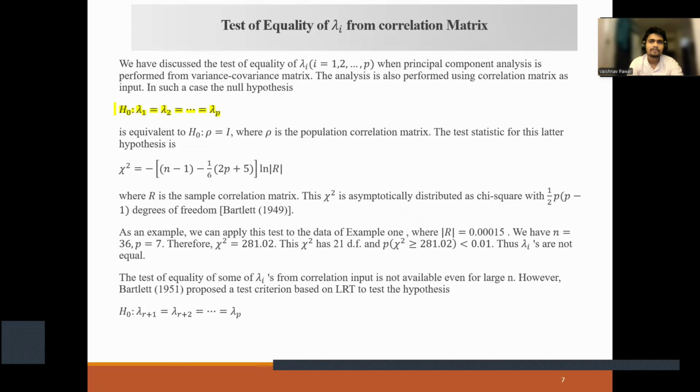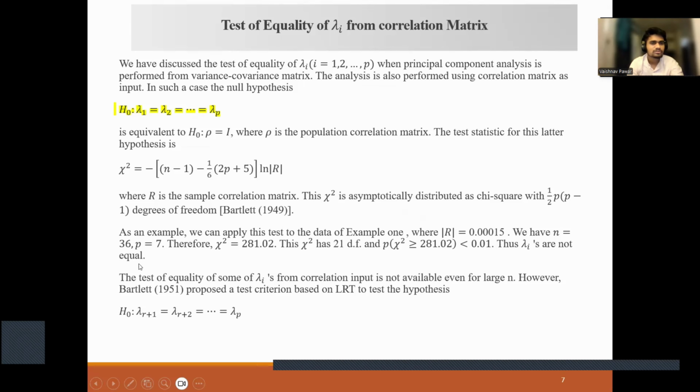Now, test of lambda from the correlation matrix. We have discussed the test of equality of lambda where principal component analysis is performed from the variance covariance matrix. Now the analysis is performed using the correlation matrix as input. In such a case, the procedure is the same as for the variance covariance matrix.